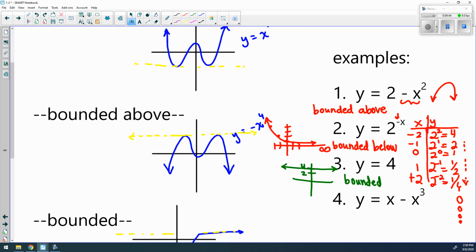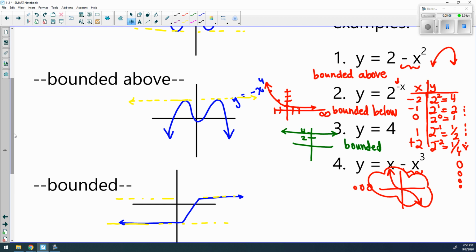And then finally, let's go on to number 4. This 4th example we already kind of talked about. Negative x to the third tells me that there will be 2 turning points, and I'm going to end on a negative note. So that's the graph of a rough sketch, approximately. I'm thinking about this. My thoughts tell me that I'm going to be completely unbounded.